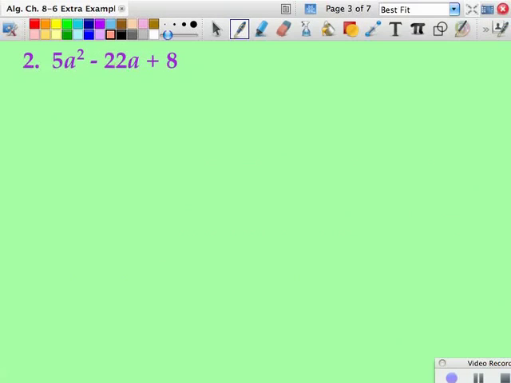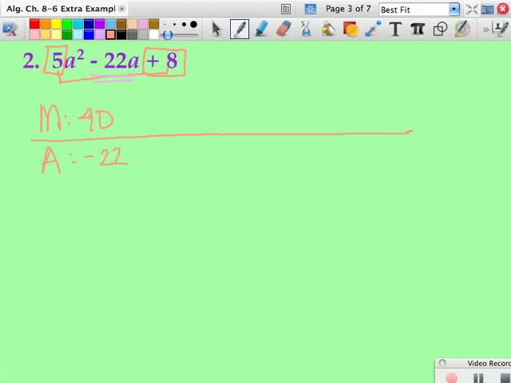First one, 5a squared minus 22a plus 8. So do you remember the first step? Remember, you want to multiply the first and third. Make sure that you pay attention to those signs. This is a positive 8 and a positive 5. Okay, so multiply, 40. And then we do our add portion. And remember that the adding is just the coefficient of the middle term. So add negative 22.